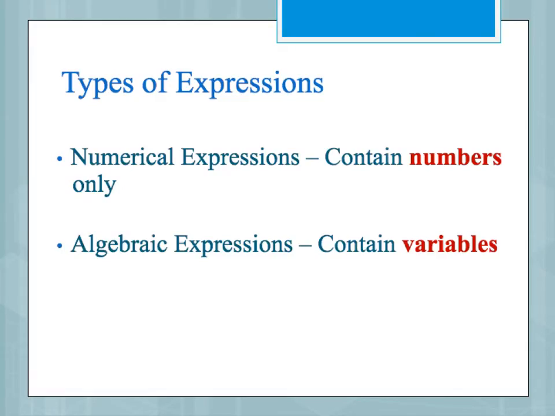Okay, there are two types of expressions that we're going to be talking about this year. We have numerical expressions and algebraic expressions. So far this year, we've been reviewing only numerical expressions. They only contain numbers. So anytime we did the order of operations, those expressions were considered numerical. We also have algebraic expressions. Algebraic expressions contain variables.